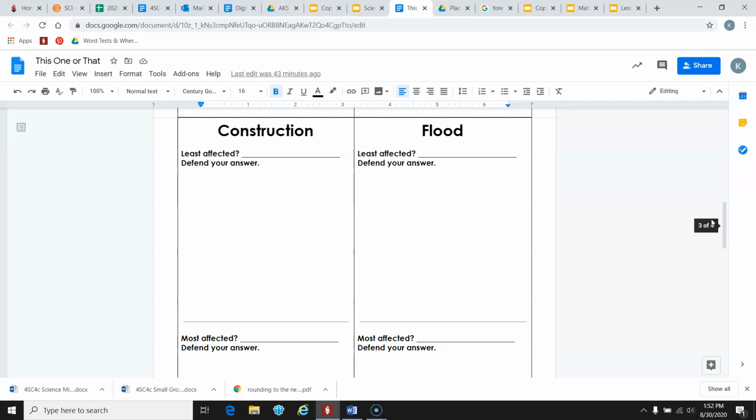Okay, boys and girls, you should have your slides available on your eClass page, as well as this worksheet and video, so you can rewatch and study as you do your work.